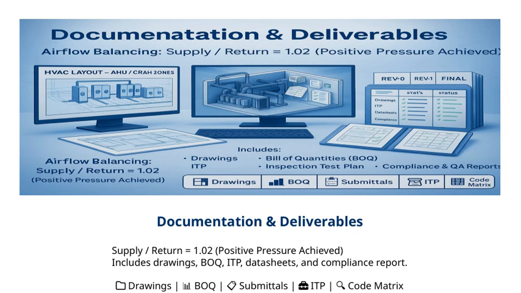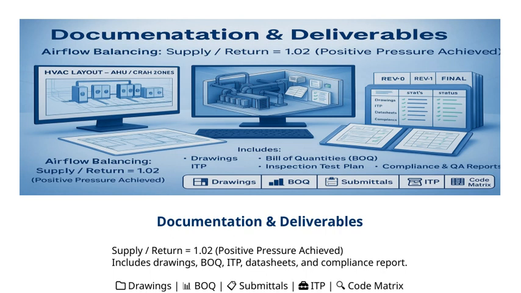As you can see, the supply and return system has achieved a positive pressure of 1.02, which is a great indicator of proper system functioning. Now, the documentation package includes a comprehensive set of items such as drawings, the bill of quantities, inspection test plans, datasheets, and the compliance report. These are all crucial for verifying that everything has been executed according to the specified standards.